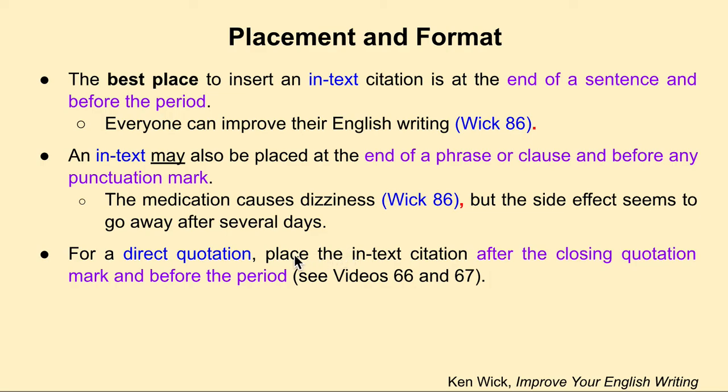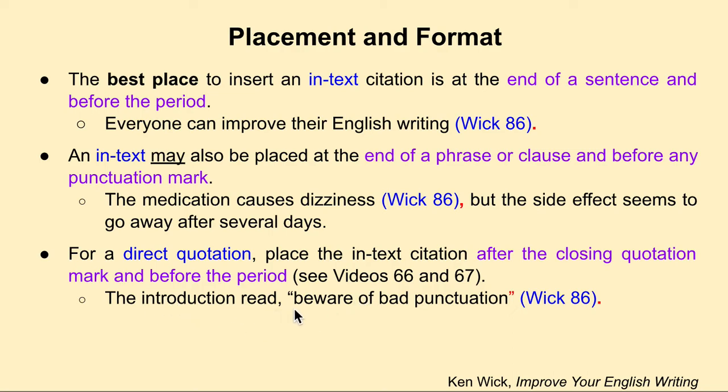And for direct quotation, you place the in-text source citation after the closing quotation mark and before the period. So see videos 66 and 67. It would look like this. The introduction read, comma, beware of bad punctuation, close quote. Then you have the in-text source citation right here, and then the period. So it's quote, closing quotation mark, in-text source citation, period. That's how you do the placement for a direct quotation.